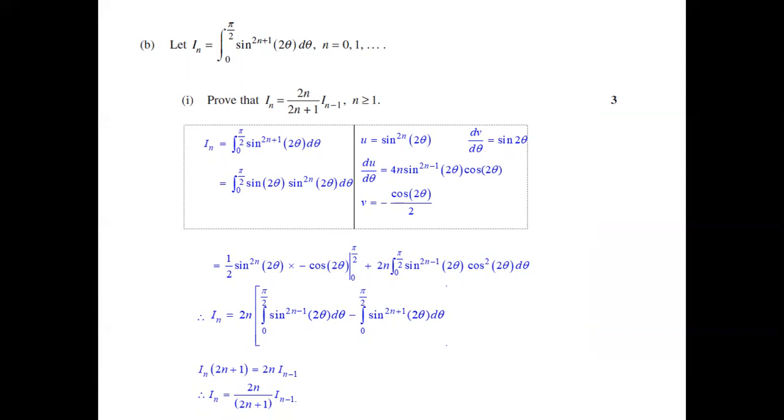And in this case here, what they need to do is to make sure that they integrate the sine 2 theta and differentiate sine to the 2n, 2 theta, and then apply integration by parts. And they successfully show that.